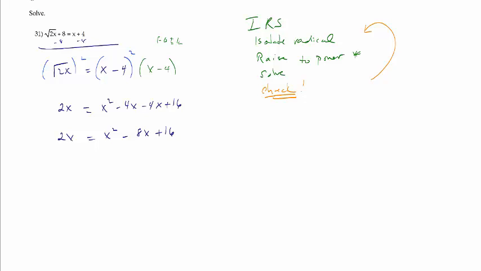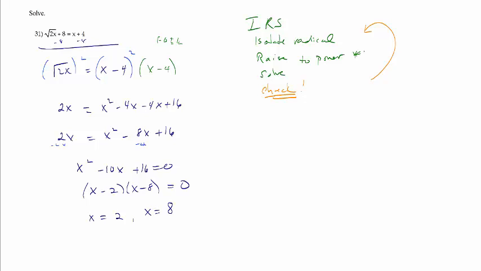Before we can do that, we do have to bring the 2x over. So we have x squared minus 10x plus 16 is equal to 0. And this one will factor, I can see it right away: x minus 2 and x minus 8. Again, FOIL to check this. So x equals 2 and x equals a positive 8. These are my two potential solutions.